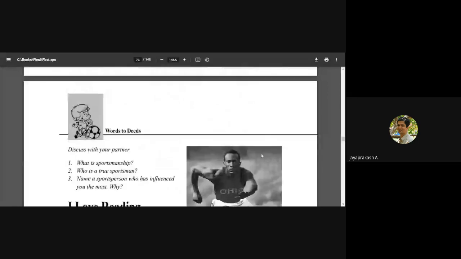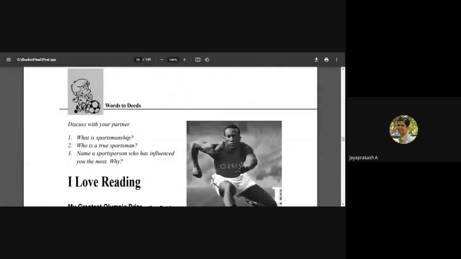So this is what we were talking about. What is sportsmanship and who is a true sportsman? A true sportsman, as I said, should have balance in her or him, that he or she is not affected too much by success or failure. So you will participate in the game, but you will not be affected too much by success or failure. So that is called true sportsman spirit.